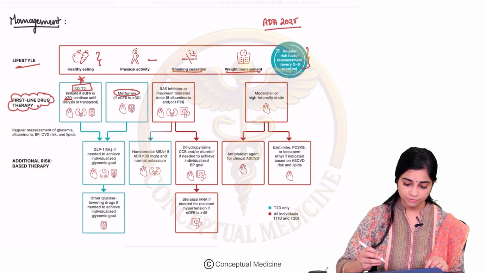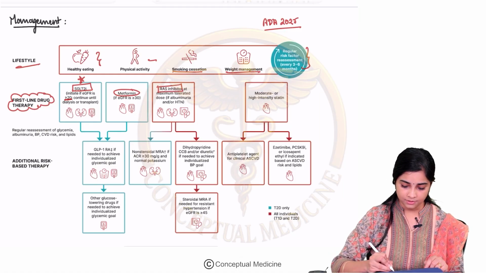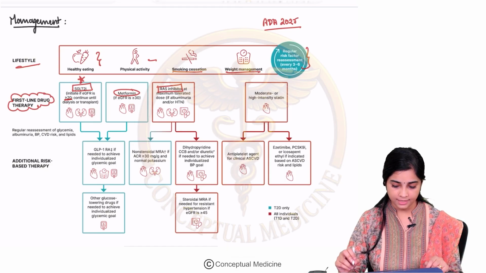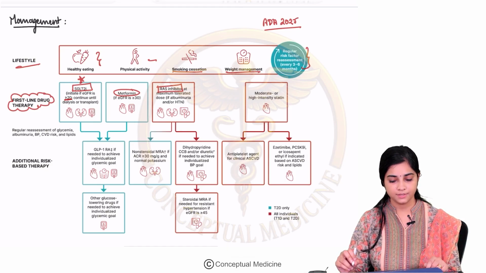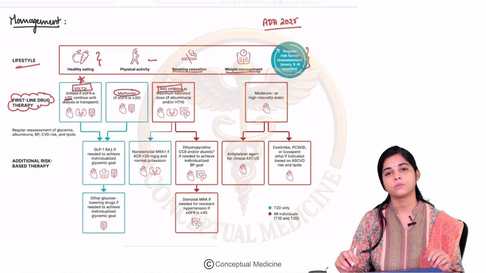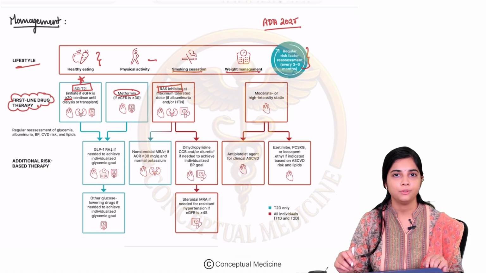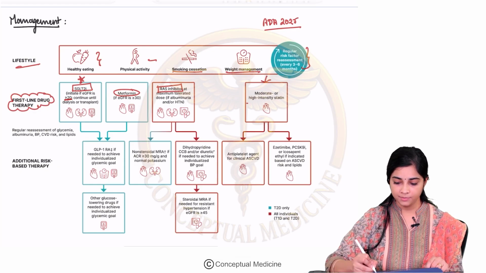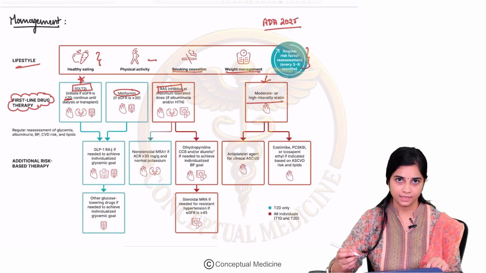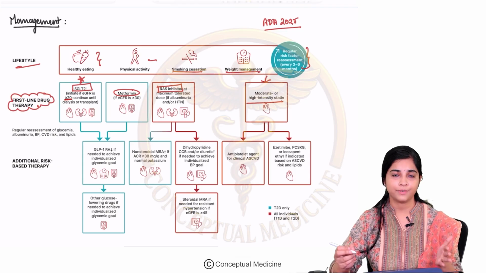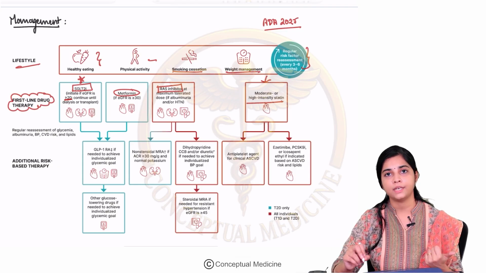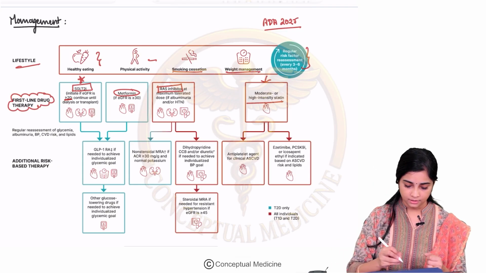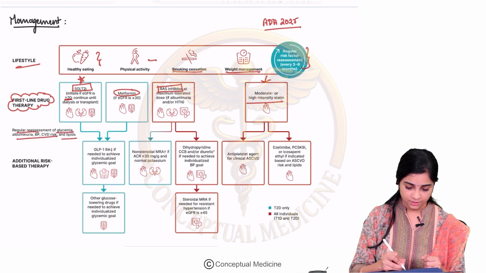The second group of drugs is your RAS inhibitors, which are your ACE inhibitors and ARBs, because they also help in decreasing the proteinuria of diabetic nephropathy. Always monitor for dyslipidemia and give a moderate to high intensity statin, because atherosclerosis can affect the renal arteries as well. Then do regular assessment of glycemia, cardiovascular risk, albuminuria and lipids.